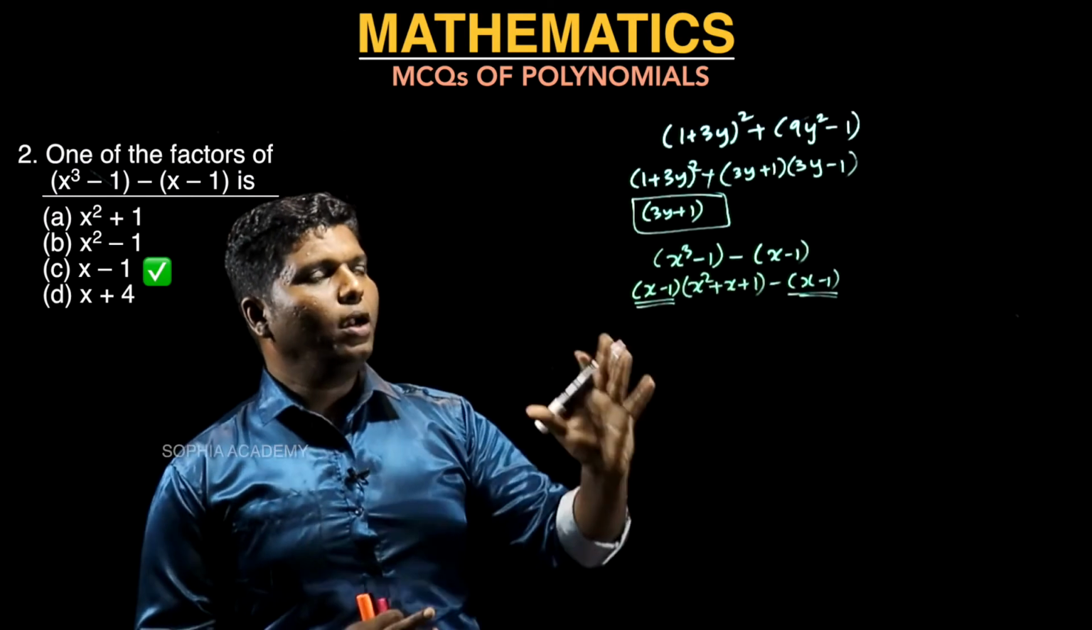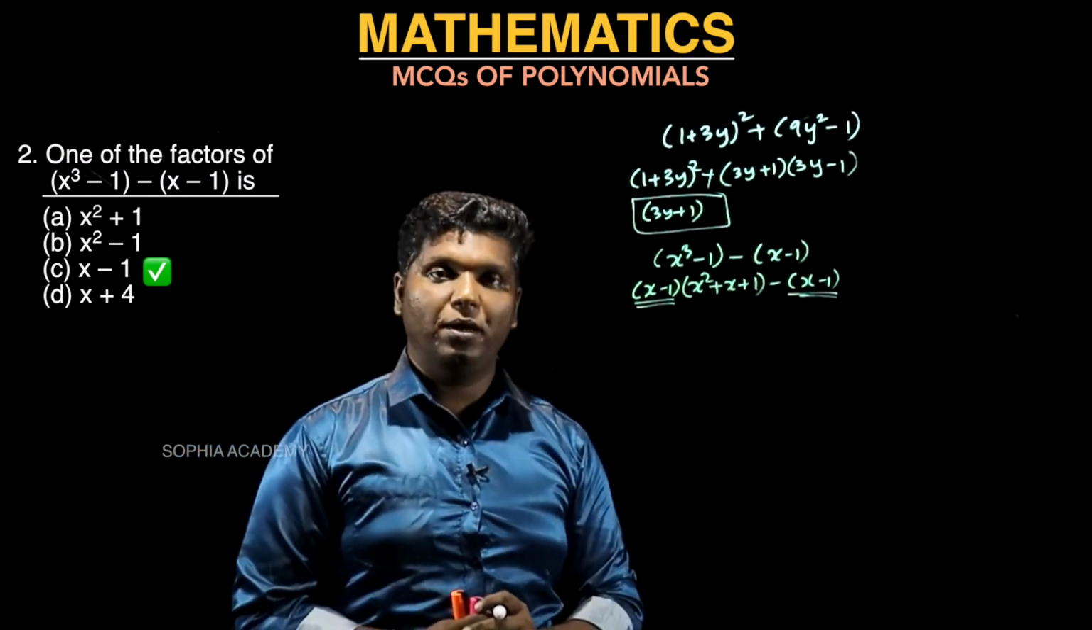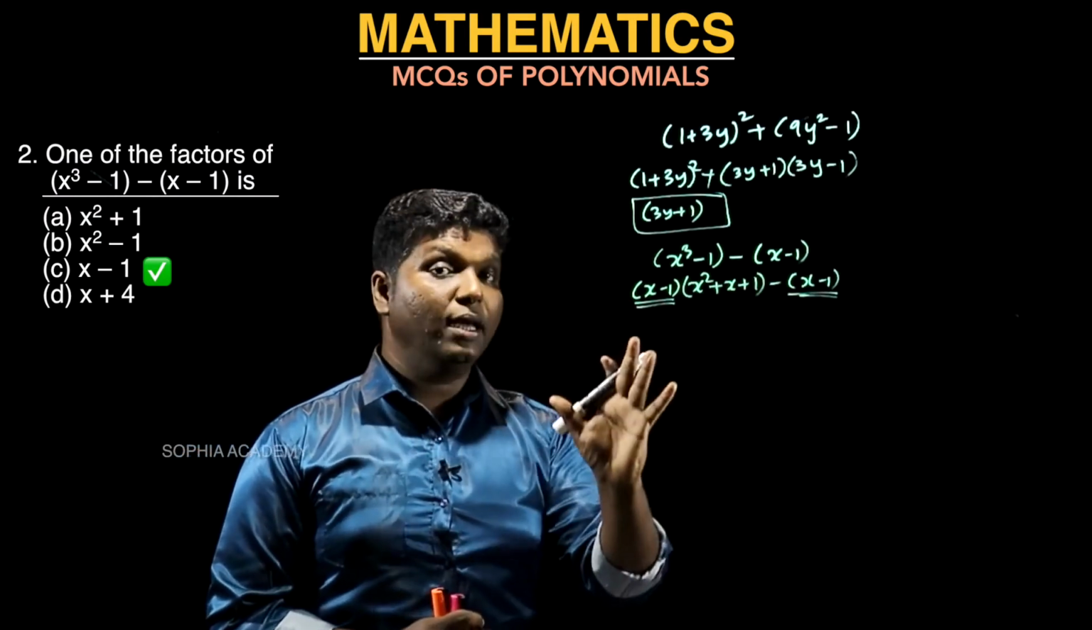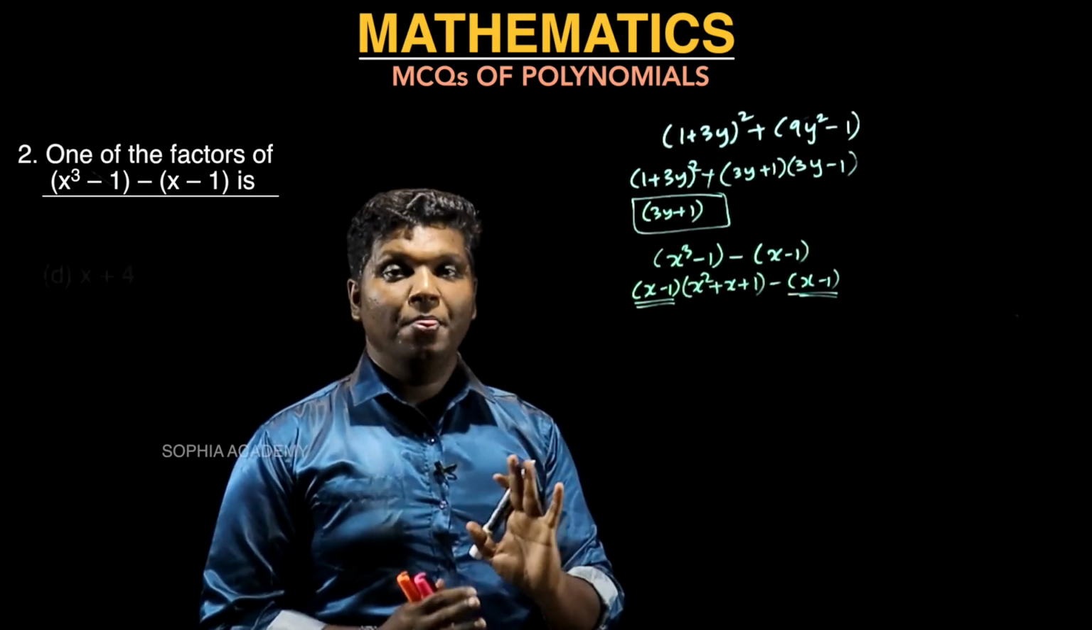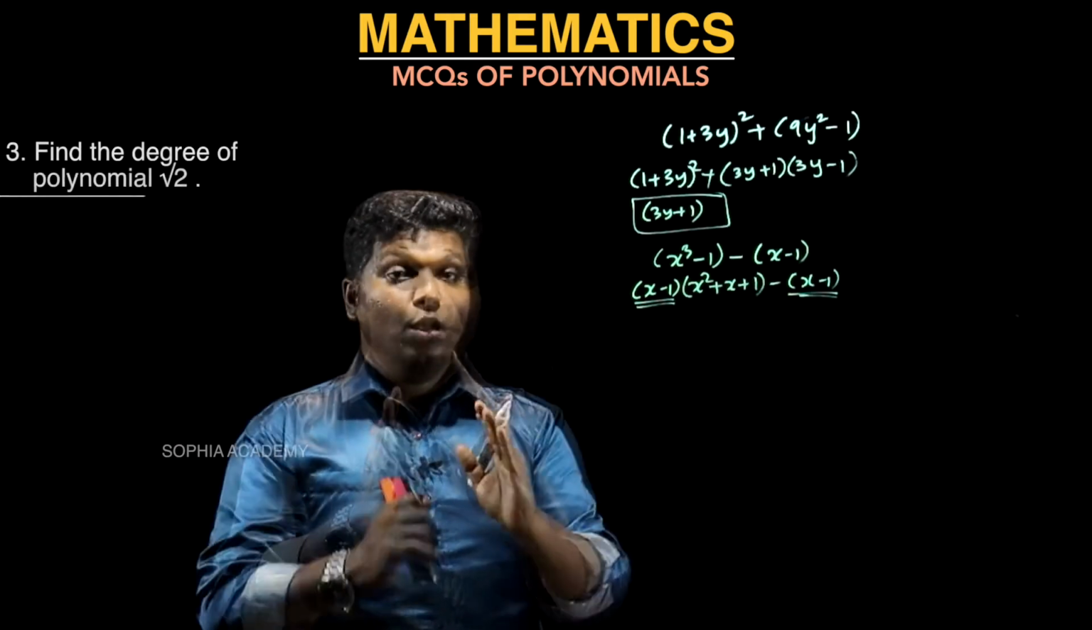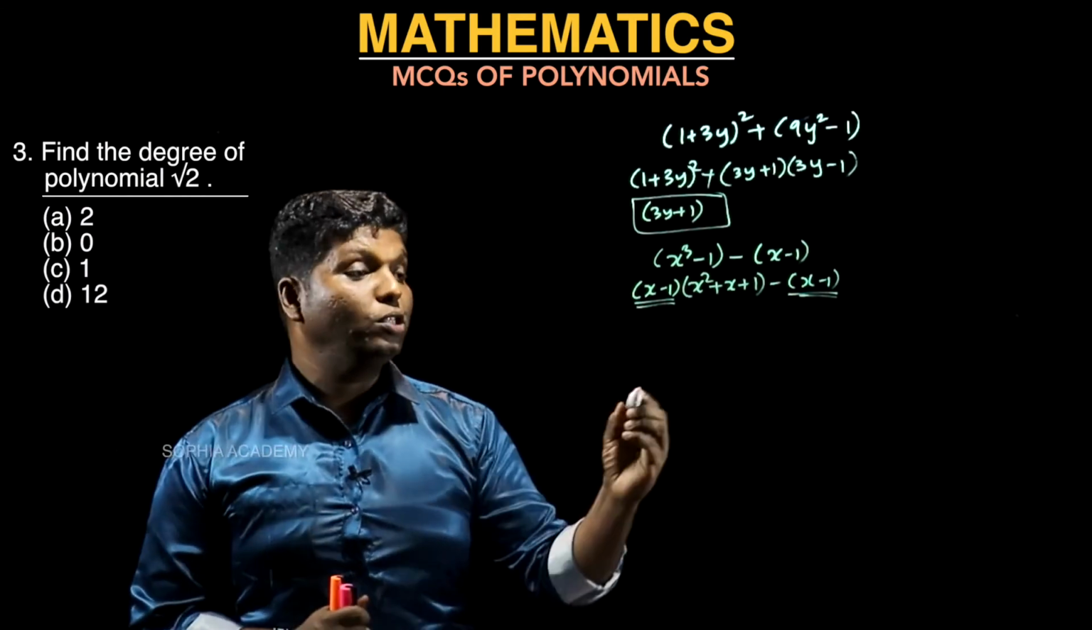So like this, if you understand where to use the identities properly, very fast you will get the answer. Okay, that's it. Next one, question number 3. Find the degree of the polynomial root 2.